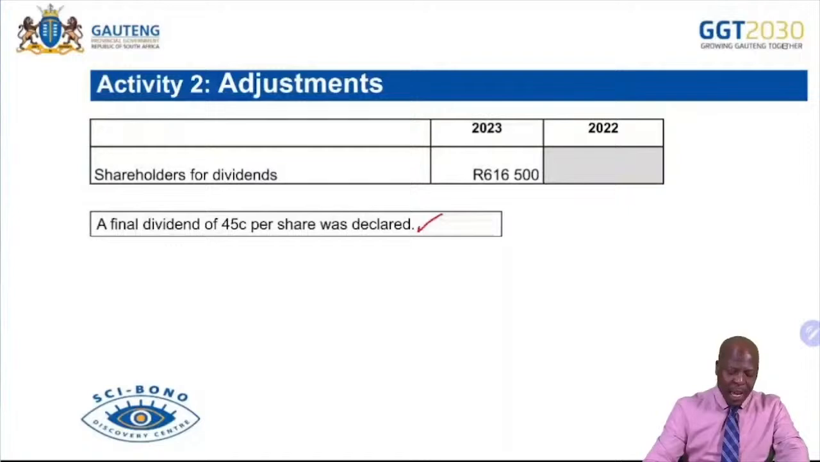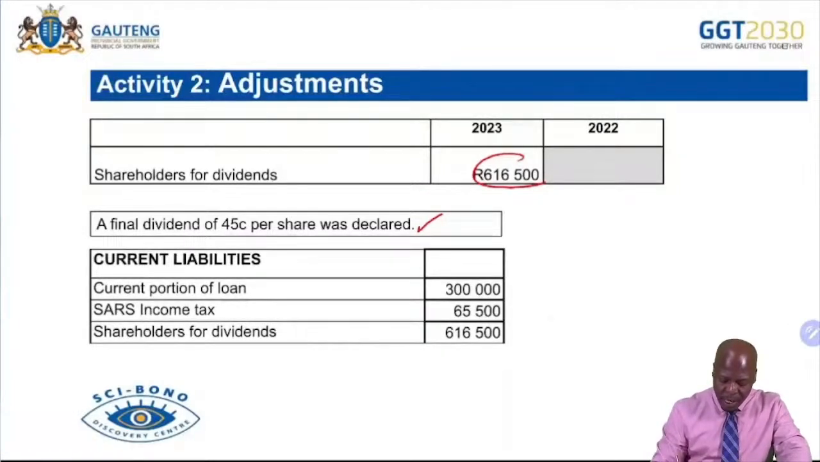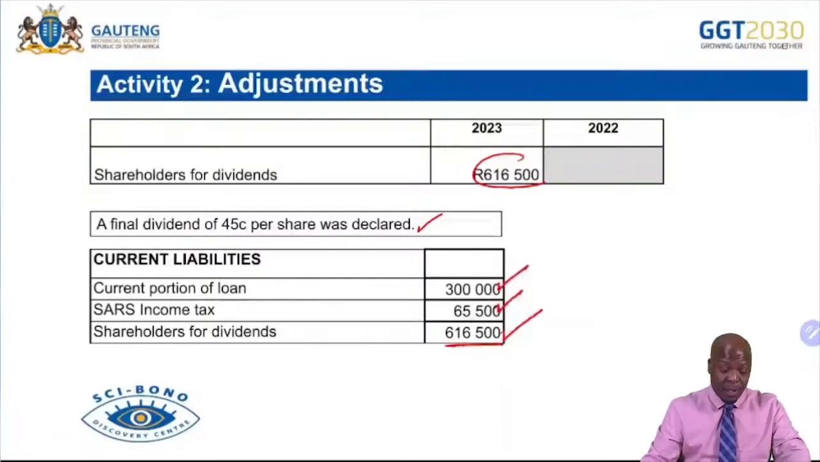Now, remember, we are doing the statement of financial position. We are given shareholders for dividends here. So that should make it easy. We come here and then we should simply record our shareholders for dividends there. Remember, we had the current portion of loan, we had SARS income tax, and now we just brought in our shareholders for dividends. They gave it to us. But if they gave us shareholders for dividends and they gave us a final dividend of 45 cents, they are trying to tell us something. Let's see what it is that they want us to do.